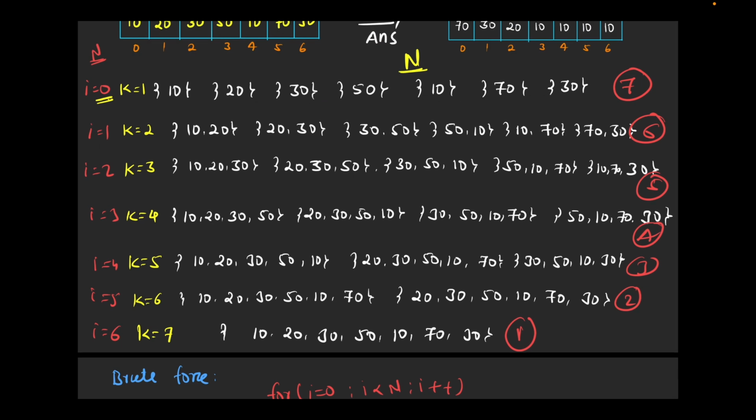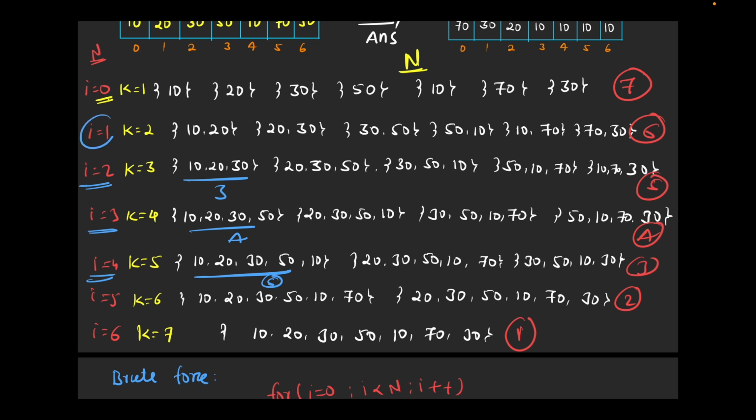Again, it is nothing. It is simple observation. See, if you observe carefully, the value of I is 2 and the size of sub array is 3. The value of I is 3 and the size of sub array is 4. The value of I is 4 and the size of sub array is 5. So can I say that whatever the value of I is, the size of my sub array will be I plus 1, right?